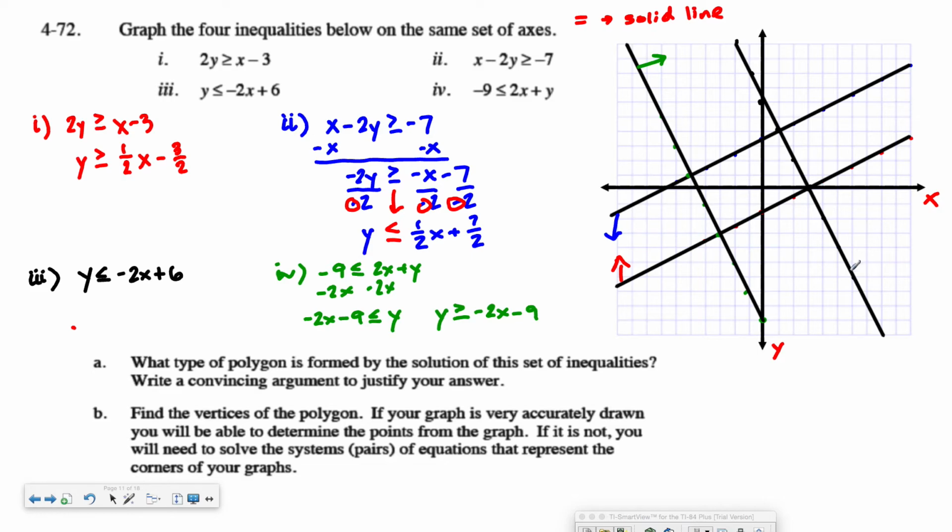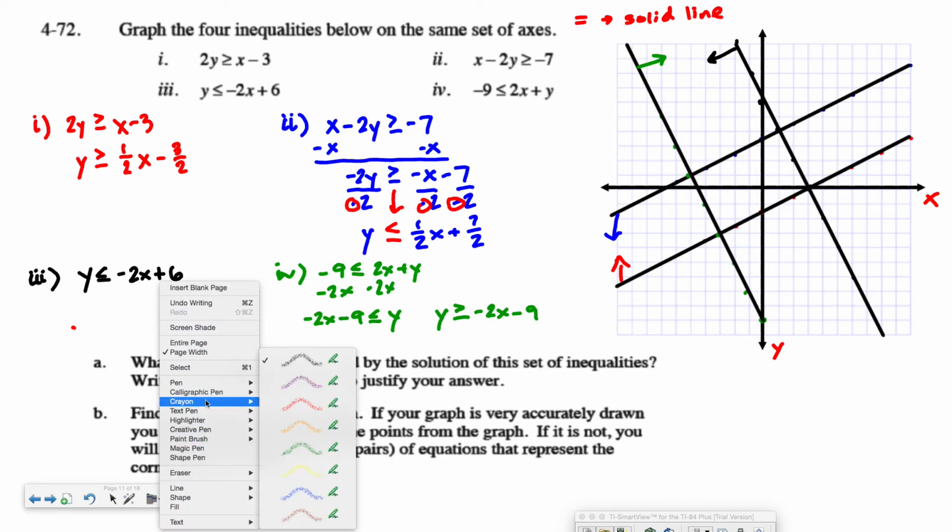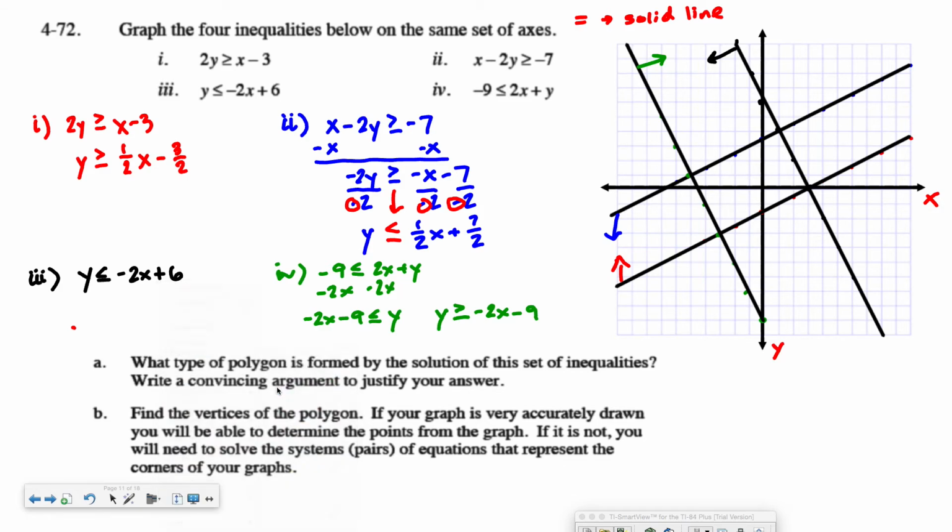So if you put your cursor on the line, then you just go straight down, it'll put you on the side that you're supposed to be on. So that means that we'd be shading in here. So the overlap of everything that we're looking at here, let's use a crayon, that'll be fun. Our overlap should end up being right inside of here.